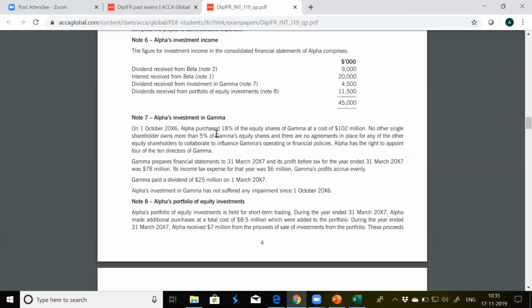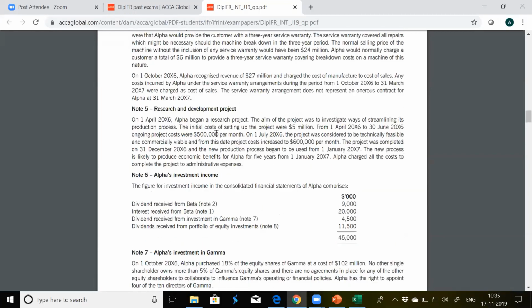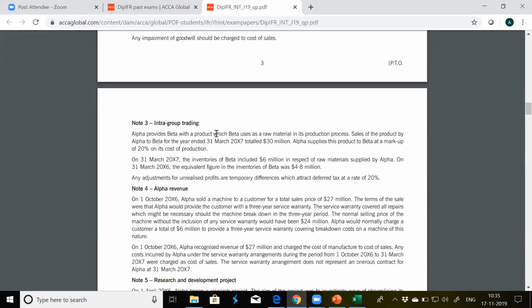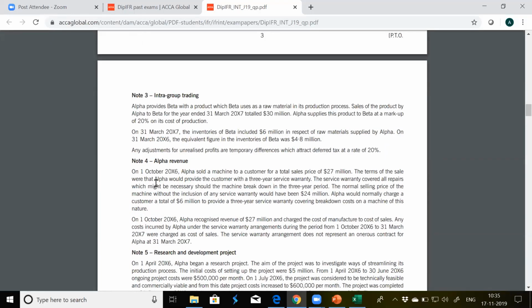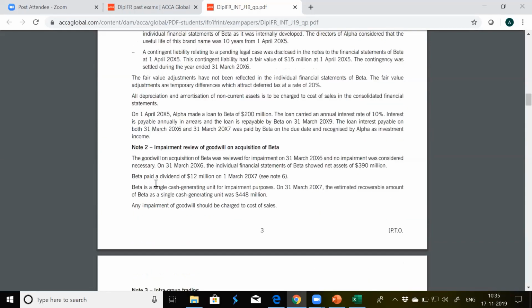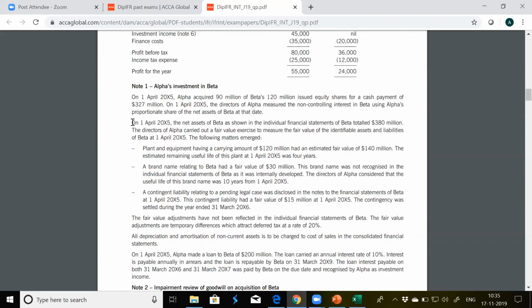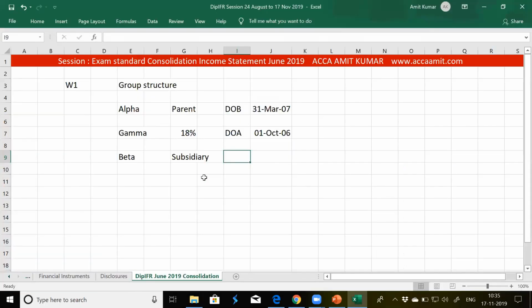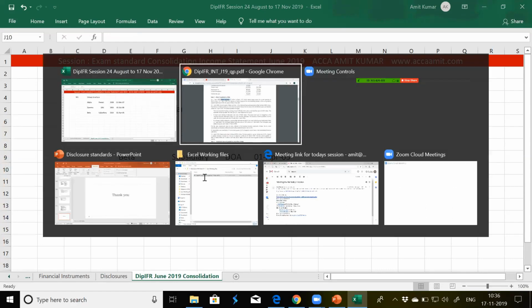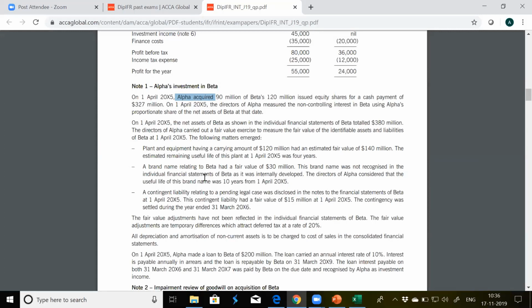The subsidiary, when it is acquired, on 1st April 2005, Alpha acquired Beta. So date of acquisition for Beta is 1st April 2005. That is the beginning of 2 years before when we are presenting financial statements.